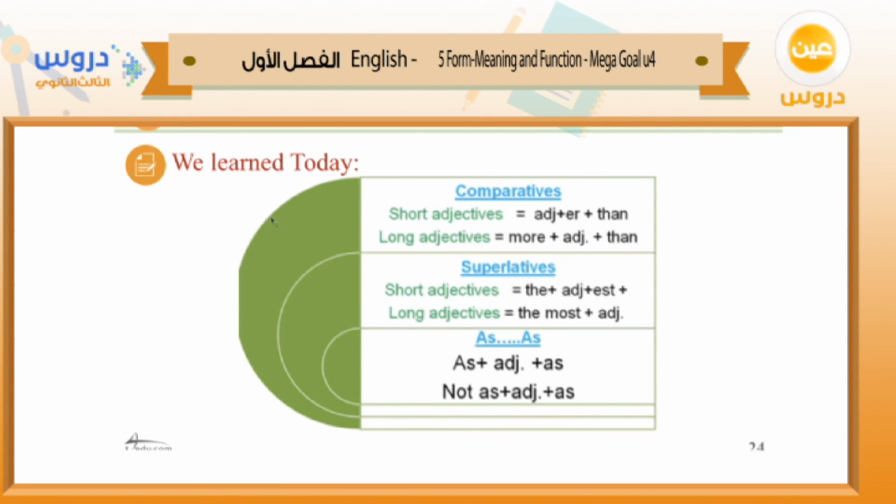So finally, we learned today comparatives for short adjectives: adjective plus er, and for long adjectives more plus adjective. For superlatives of more than 2, short adjectives take the plus the adjective plus est, and long adjectives take the most plus the adjective. For using as in the case of equality or non-equality, we use as plus adjective plus as, or not as plus adjective plus as. Is that clear? So this is the end of our lesson.